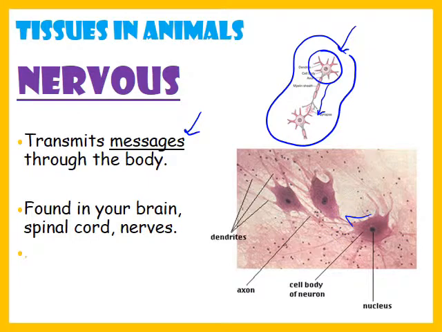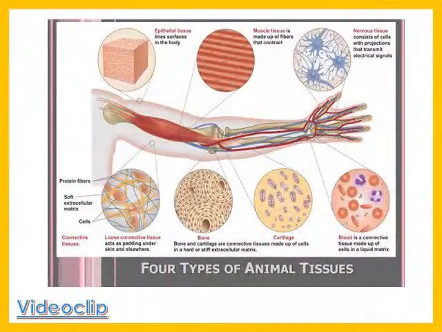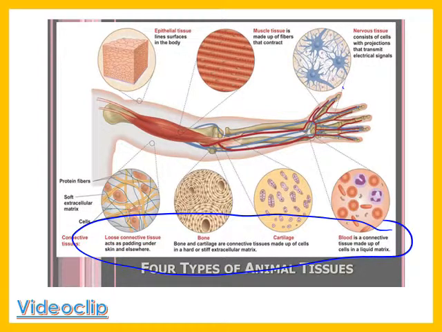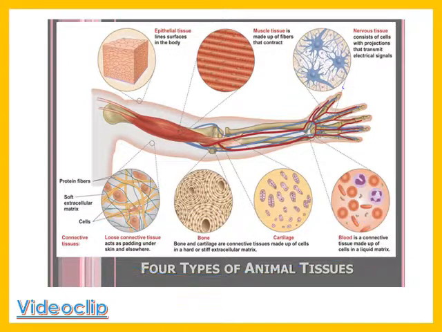And here's what they look like on the microscope. So you would find these all over your brain, your spinal cord, and nerves all over your body, in each of your sense organs, your eyes, your ears, your nose, your tongue, and all over your skin. So here you can see in just one person's arm all the different examples of tissue. Epithelial, which is your skin, muscle tissue, nervous tissue, and then all the different connective tissues, blood, cartilage, bone, loose connective tissue.